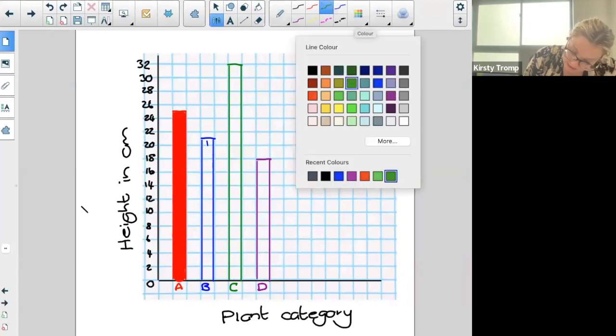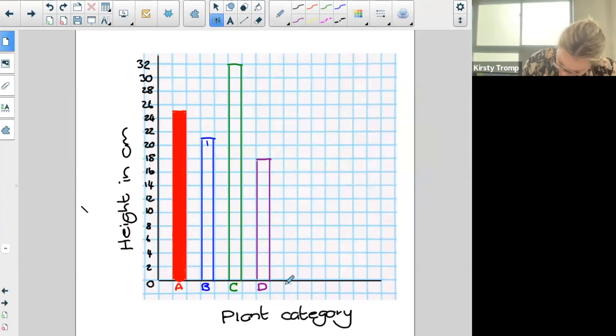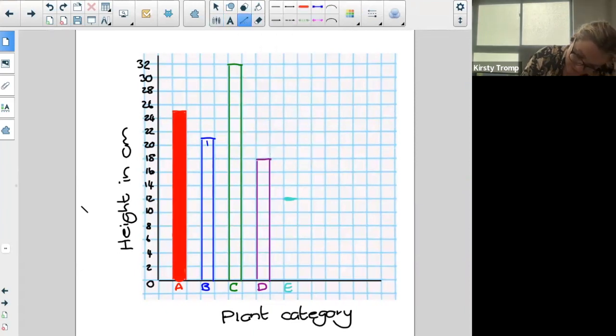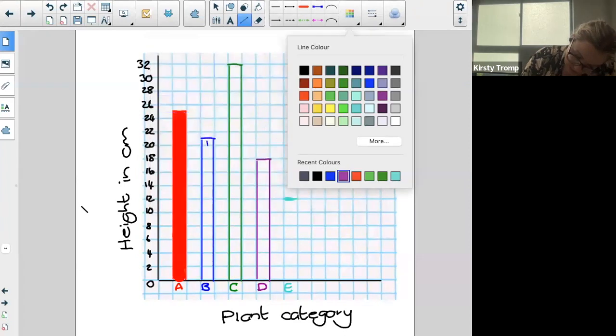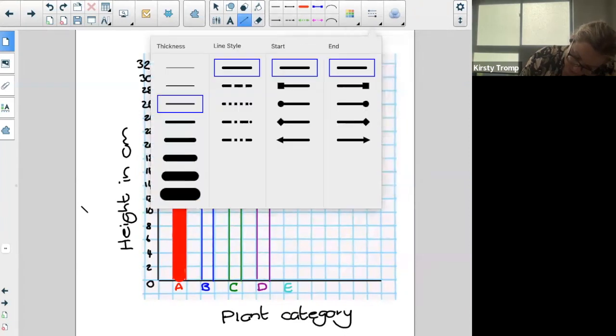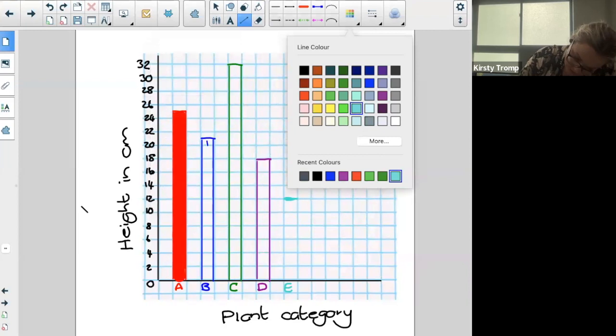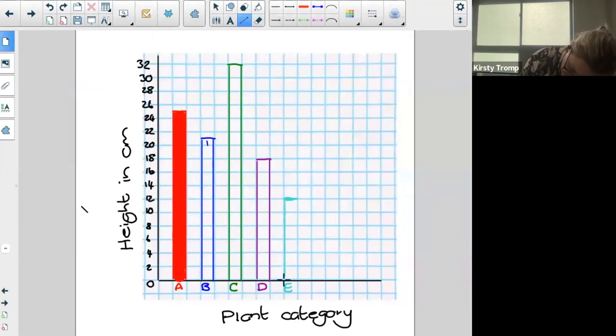Then I'm going to have E. Go pick a different color for us. Let's see if I can find a different one. Let's go with this. Oh, I like this color. Okay, we're going to have E. Plant E was 12, so we're going to go up to 12. All right, we're going to take our ruler, and we're going to draw our line going down and our line going down.